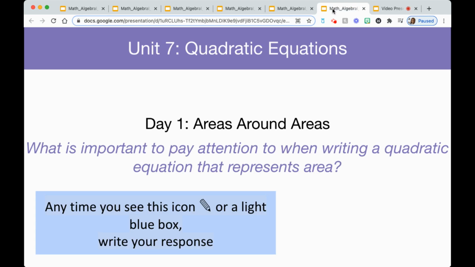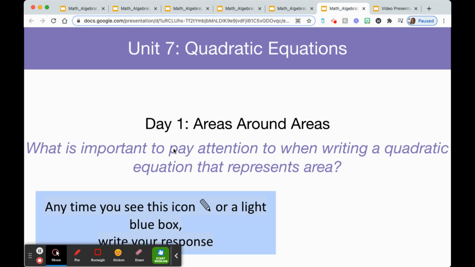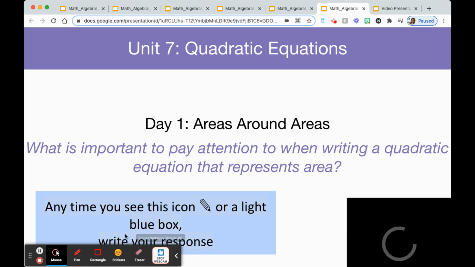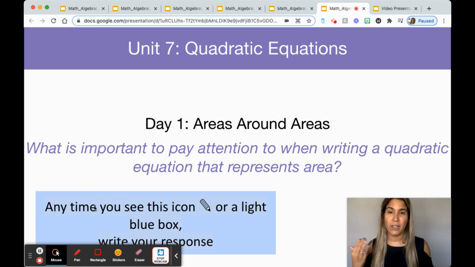So day 1 starts with areas around areas. The main idea here is: what is important to pay attention to when writing a quadratic equation that represents area?